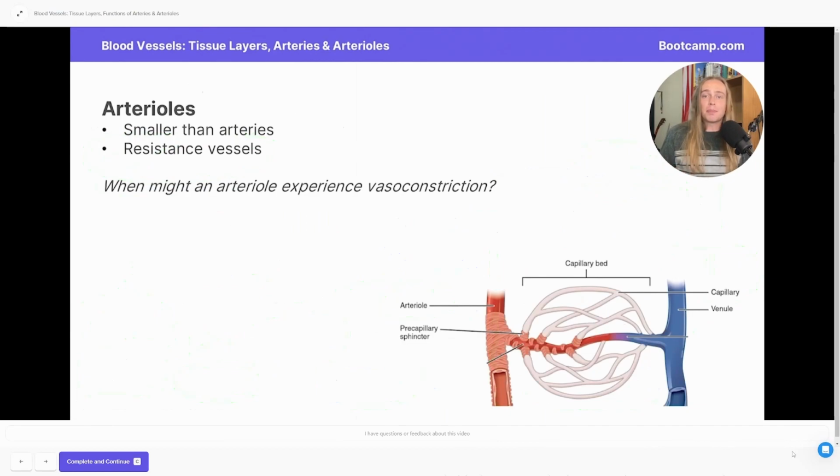Arteries and arterioles are both going to experience vasoconstriction and vasodilation, but the effect of vasoconstriction and vasodilation is going to be a little bit more important within our arterial system. So, when do you think an arteriole might undergo vasoconstriction? And great, so recall that vasoconstriction is going to decrease the amount of blood that's able to flow through a vessel. So if arterioles are going to undergo vasoconstriction, that means that not as much blood is needed or wanted in a certain area.